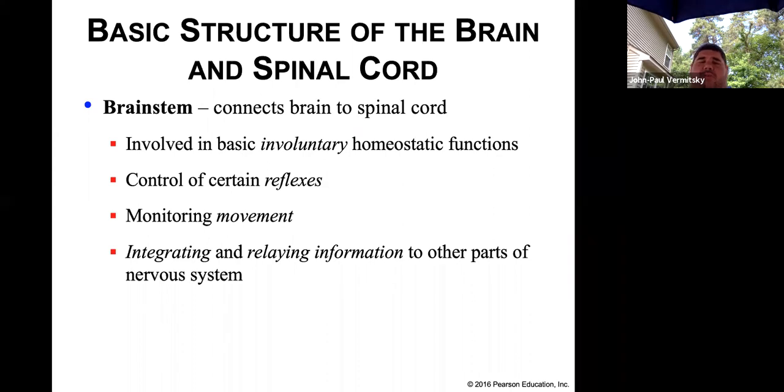It is involved in basic involuntary homeostatic functions, things that you have absolutely no conscious control over. It will also control certain reflexes. It will monitor movements, and because this is where information coming from the spinal cord goes to the brain, it will be very important in integrating and relaying information to other parts of the nervous system.